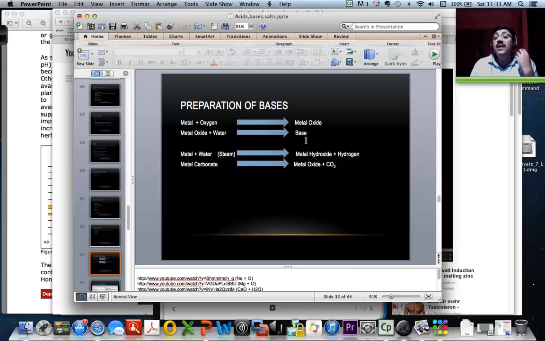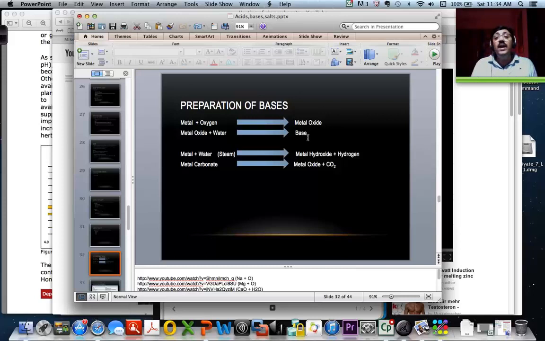Similarly, in certain cases, the metal can react with water to produce the hydroxide and hydrogen, right? We saw sodium reacting with water to produce sodium hydroxide and hydrogen, and it was a very explosive reaction, as you've seen. Magnesium is less reactive compared to sodium, so it reacts with steam. It needs heat for the reaction to happen, so we heat it, and it reacts with steam to produce metal hydroxide and hydrogen. And we saw that magnesium hydroxide was produced because we put some phenolphthalein and it turned pink, right?